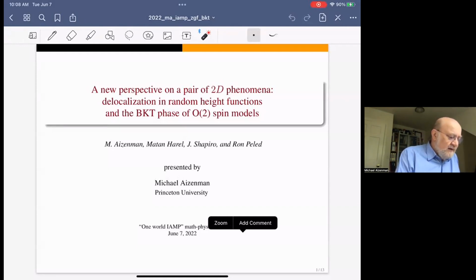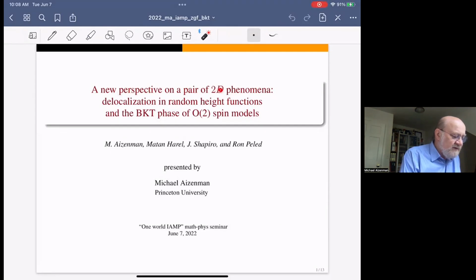So the title of the presentation is listed here. It's a new perspective on a pair of two-dimensional phenomena. One is the delocalization in the random height functions, plural, models of random height functions, and the other is the Bogolyubov-Kosterlitz-Thouless phase of O(2) symmetric two-component spin models. All that I'm saying is a joint work with Matan Harel, Jacob Shapiro, and Ron Peled.